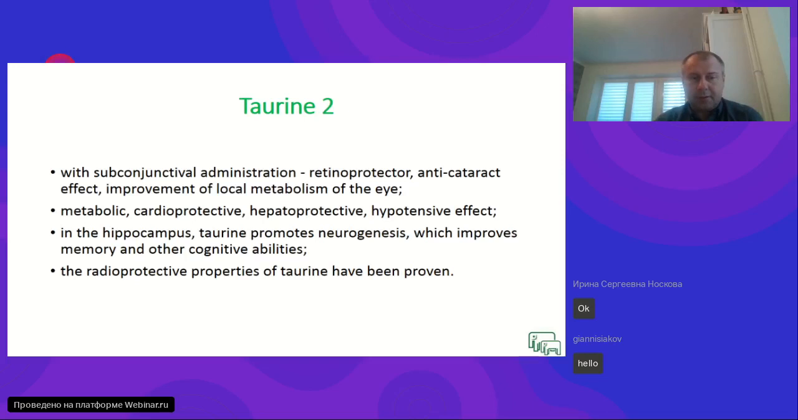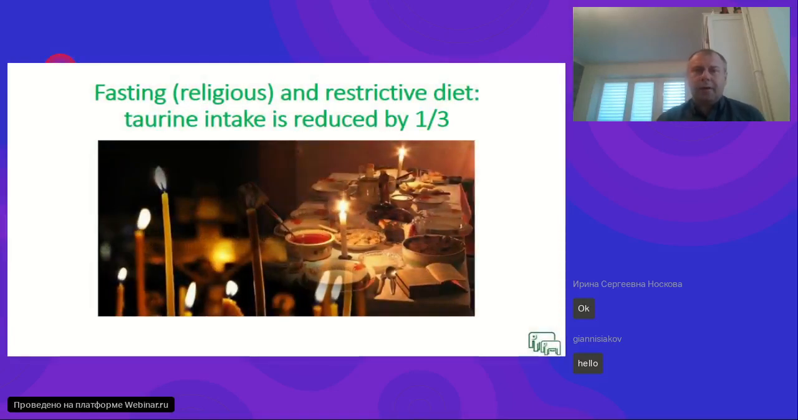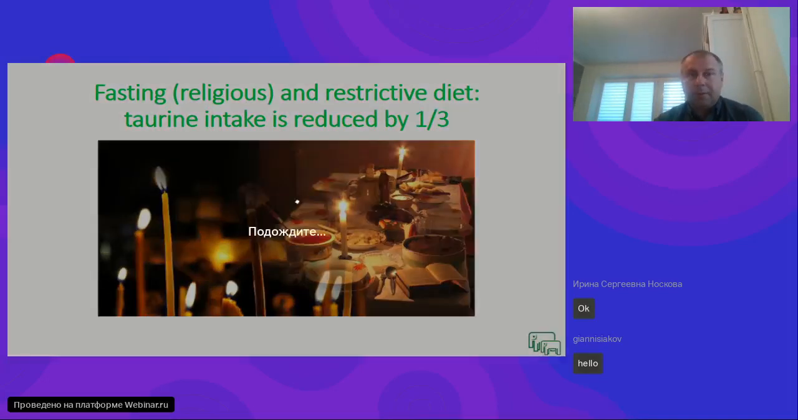radioprotective effects and properties. We fortificate some diets by taurine in some situations. For example, during fasting, when there are religious demands, and during restrictive diet, if anybody wants to decrease overweight, during this fasting and restrictive diet, the taurine intake is reduced to a high level. That's why we need to introduce it with special supplements.